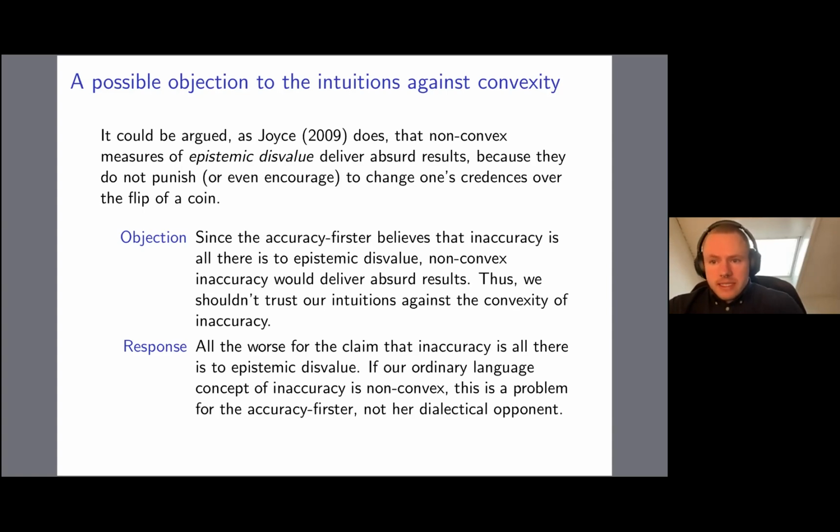If our pre-existing ordinary language concept of inaccuracy simply is non-convex, as our linguistic intuition perhaps tells us, then this is a problem for the accuracy firster. It's a problem for the credal veritist. How can this be turned into a problem for her dialectical opponent? Okay.